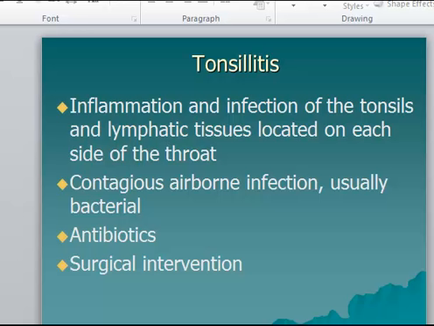Surgical intervention for tonsillitis may be needed, especially for recurrent acute infections caused by strep. Chronic infections that do not respond to antibiotics, or maybe if they have an abscess or enlarged tonsils or adenoids that may obstruct the area, may be candidates for surgery. I think that's it for that one.